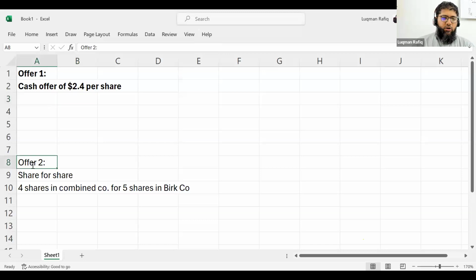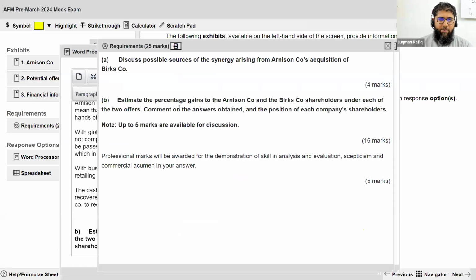Okay, so there are 2 offers. Now, what do we need to do from the perspective of the examination? What is the question's requirement? Estimate percentage gains to the Arneson company and the Burks company shareholder under each of the 2 offers.